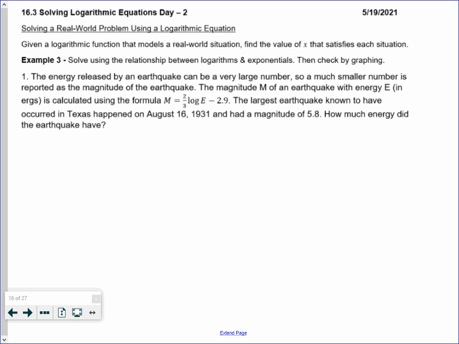On number 1, we're told the energy released by an earthquake can be a very large number. So a much smaller number is reported as the magnitude of the earthquake. The magnitude M of an earthquake with energy E in ergs is calculated using the formula M equals 2/3 log E minus 2.9. And we're told the largest earthquake known to have occurred in Texas happened August 16, 1931, and had a magnitude of 5.8. So we know M equals 5.8. And we want to know how much energy did the earthquake have.